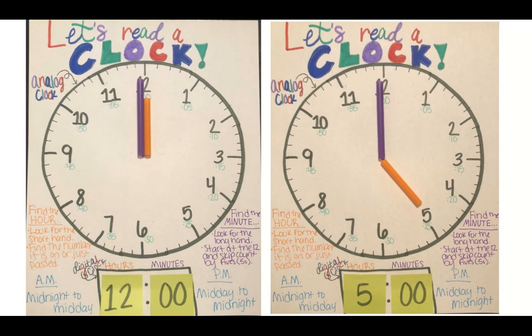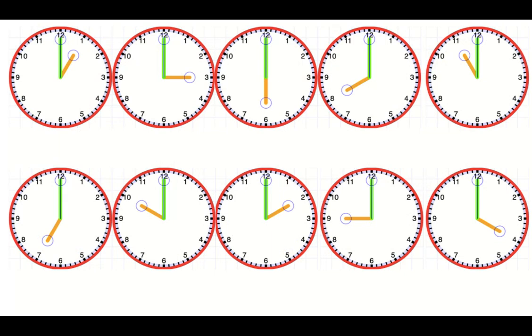For example, the clock on the left is 12 o'clock. This can also be called midnight or noon, depending on if it is AM or PM. The clock on the right is 5 o'clock. The analog clock does not specify if it is AM or PM, but we know what it is when we are telling the actual time by if it is the morning before lunch or in the afternoon and evening after lunch.